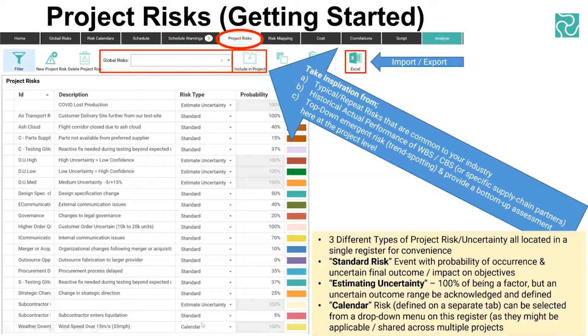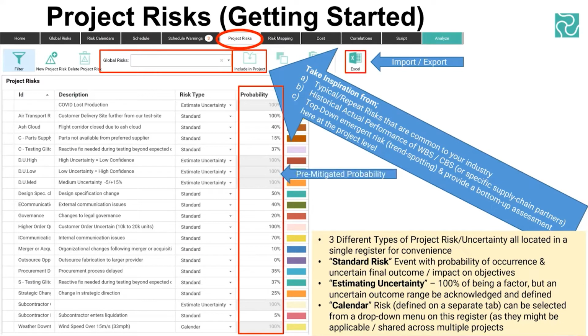And then the final type is the calendar risk. You can see at the very bottom of my register, I've got a wind speed over 15 meters per second. Maybe you've got tower cranes and they can't operate safely for legal reasons when the wind goes above a certain speed. So what you'll find, I'm not sure where my slides go with this in a minute, is that you create those calendar risks on the risk calendars tab on the black ribbon, and you can have loads of those and you can share those across your projects as well. It's fairly similar to PRA.